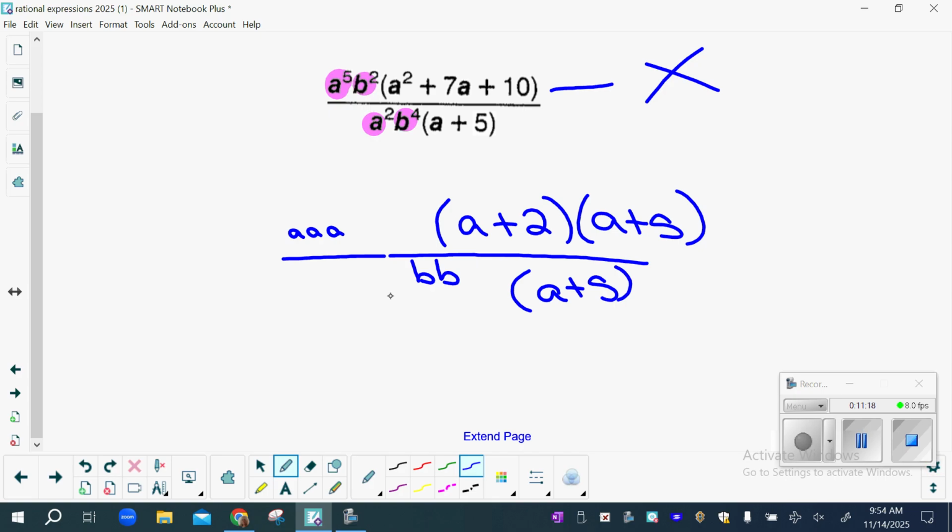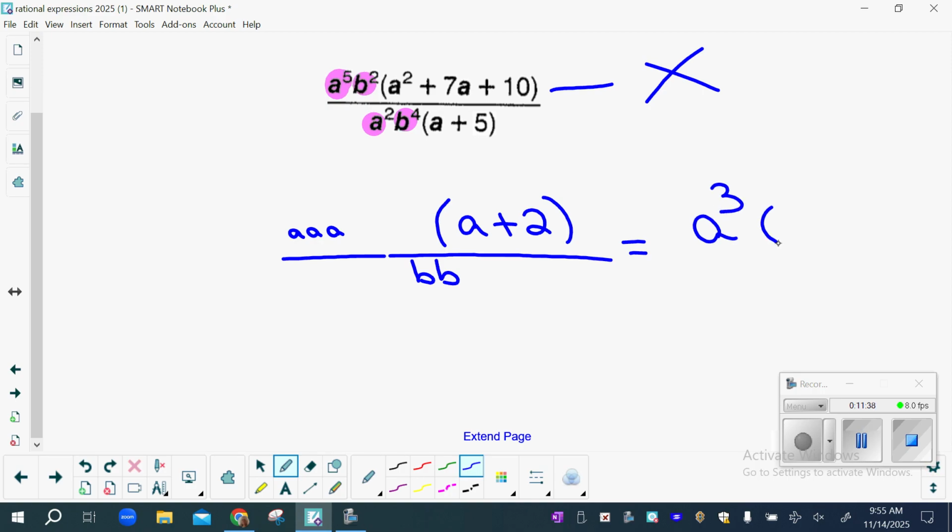I'm not done yet. I've got a married couple that's going to cancel. What is my married couple? A plus 5. Boom. That guy goes. We have factored. We have canceled. What do I mean by squish? Write it nicely, because we are sophisticated enough to call this a to the third, a plus 2 over b squared. And that is a lot less terrifying than that. That's what we're doing today. Easy work, right? Okay. Everyone, big deep breath, ready to roll on?